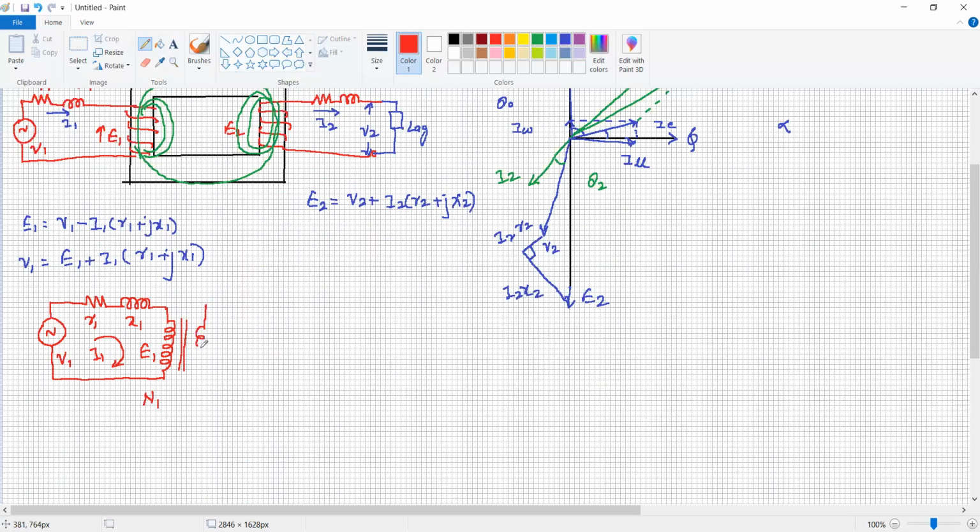Now here is the secondary winding with its number of turns. Again there is a resistance and reactance drop, and here is the voltage V2. The voltage induced in the secondary winding is E2, current is I2, resistance R2, reactance X2. So this is the representation of a two winding transformer where resistance and leakage flux are also considered, and one more thing, that is the hysteresis loss.